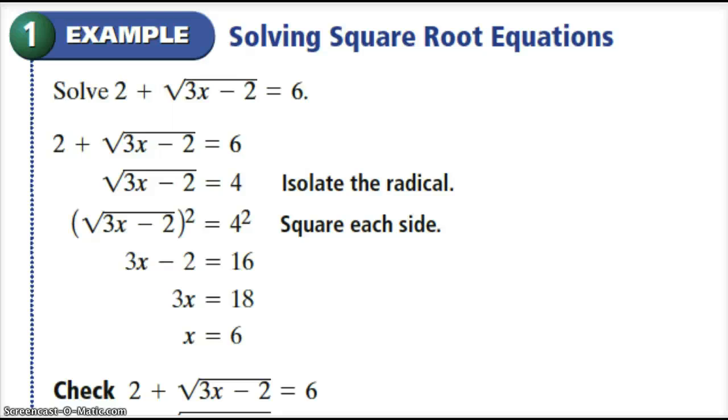Solving square root equations. With this we need to get that square root term by itself. So we would subtract 2, just like they've done here. And then once we've done that, we need to undo, do the inverse operation of the square root, which is squaring both sides. So we square both sides, and then we are left with this two-step equation. Solve it for x, and voila, you are done.